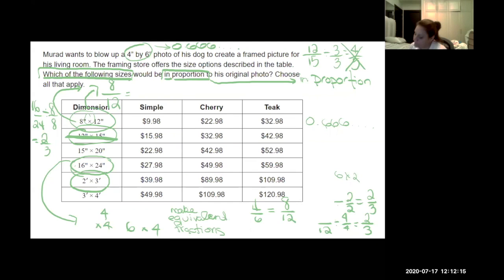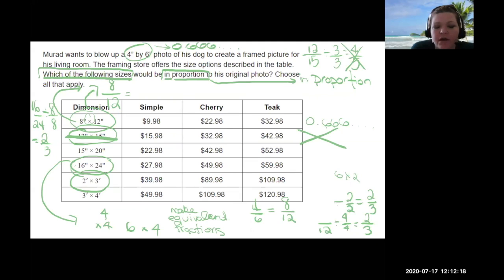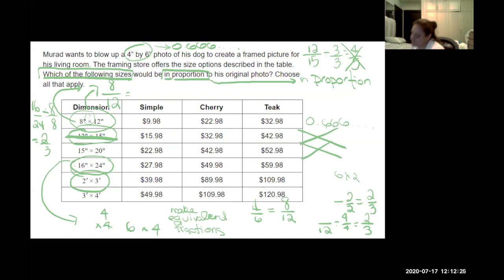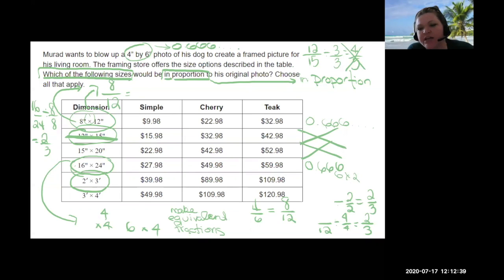How about 12 divided by 15? 0.8. Close, but not the same. How about 15 divided by 20? 0.75. Close, but not exact. How about 16 divided by 24? 0.666. It's the same relationship. Even though it's not the same numbers, it's the same relationship between them. It's the same ratio.